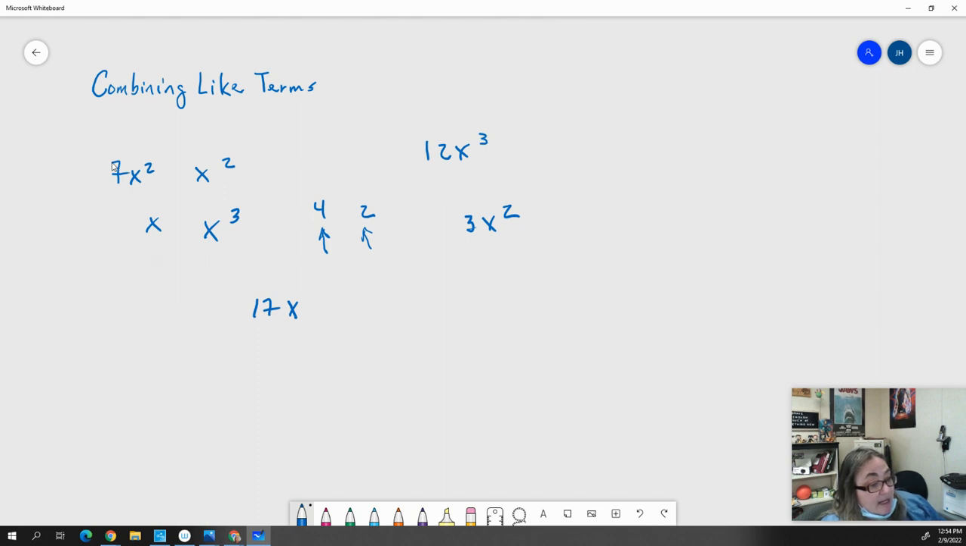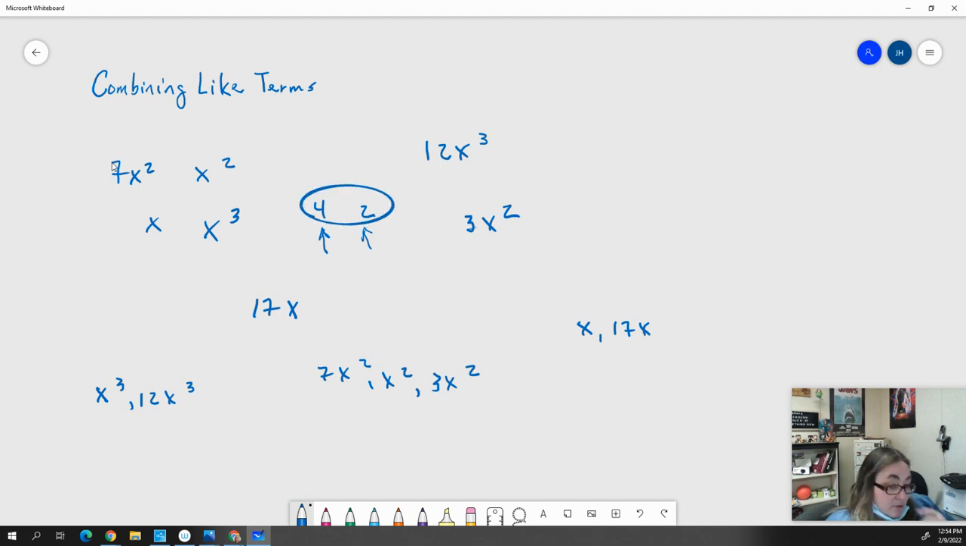When we talk about combining like terms, what we're saying is that anything with an x to the third power goes together. So one combination could be x cubed and 12x cubed. The next set of like terms would be 7x squared and 3x squared. Then our solo x's, we've got x and 17x. And then anything without an x value would be its own like term.